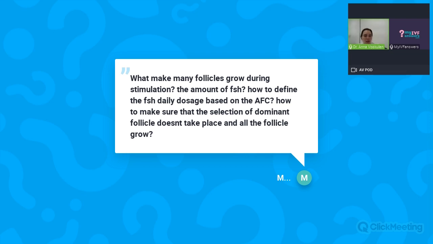So how to make sure that this selection of the dominant follicle doesn't take place so that we can make all of them grow? So giving more hormones, more FSH levels, starting the stimulation sooner, I would say, more in people that have a low ovarian reserve, because when we have low ovarian reserve, we have higher levels of FSH, okay, because the fuel is higher for the ovaries.